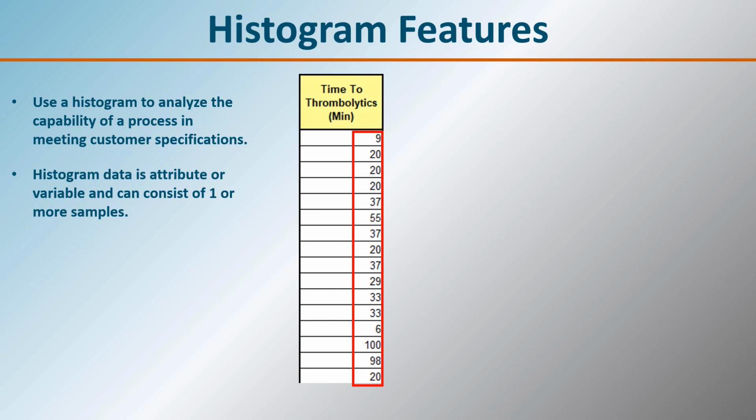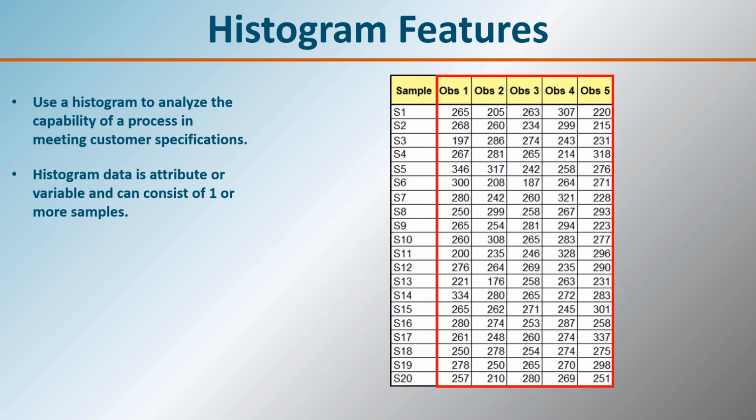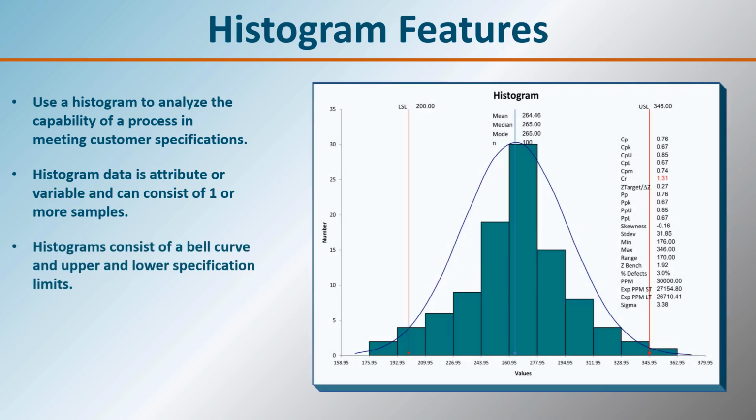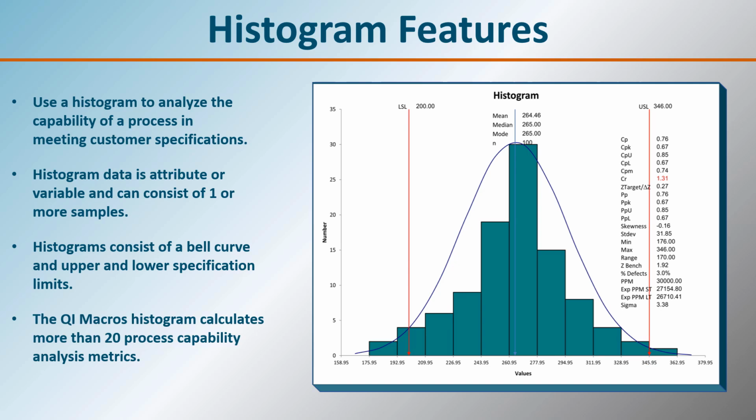Histogram data can be attribute or variable and contain one or more samples per period. Histograms consist of a bell curve and upper and lower specification limits. The QI Macros histogram calculates more than 20 process capability analysis metrics.